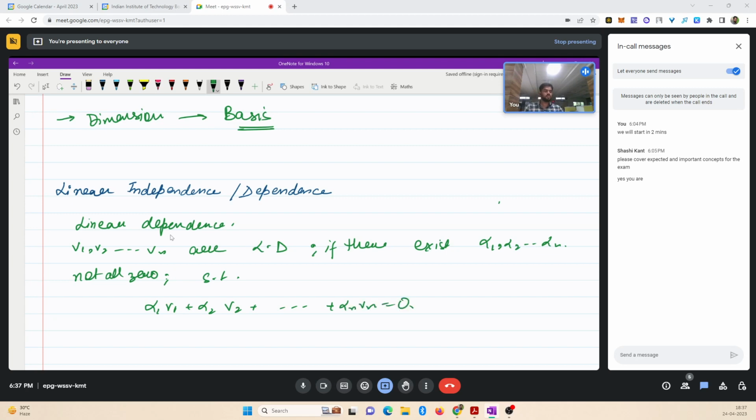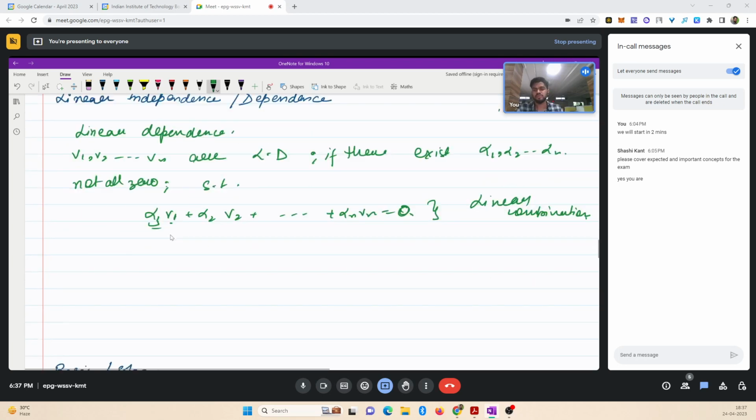So if you look at this kind of combination where you multiply vectors by some scalar and then you sum them together, this kind of combination is called a linear combination. Okay. So what I'm trying to say is, if you have a linear combination of these vectors v1, v2, ..., vn which sums up to 0, and whatever alphas you have obtained, not all of them are zeros, then you can say that v1, v2, ..., vn are linearly dependent.